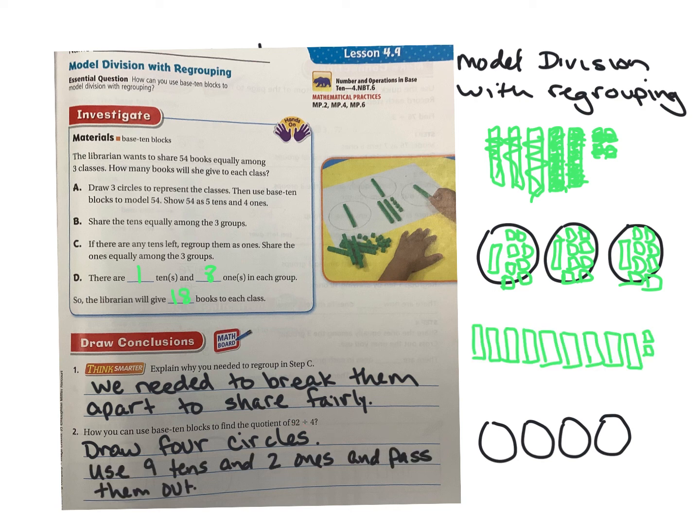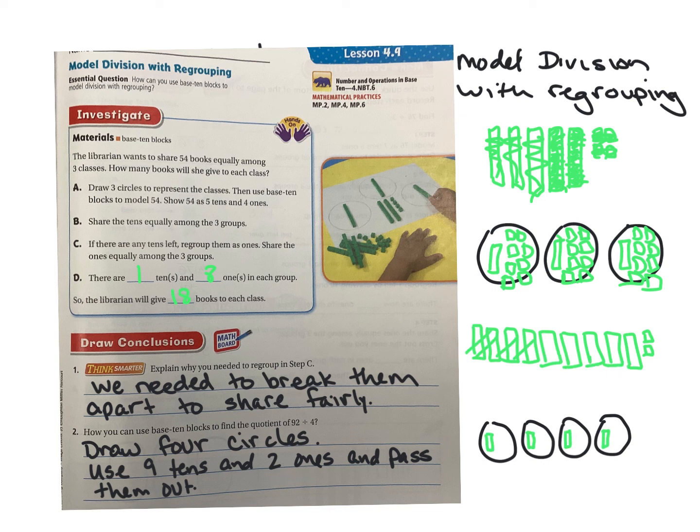So I will use 9 tens and 2 ones, and I'm going to pass them out to my 4 groupings fairly or evenly. So this one would go here, this one would go there, this one here, this one there. I can do some more. That's where I'm at so far.